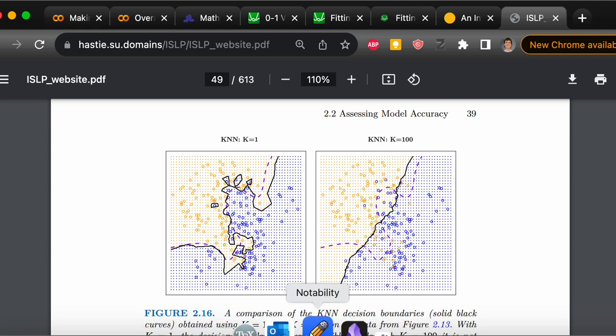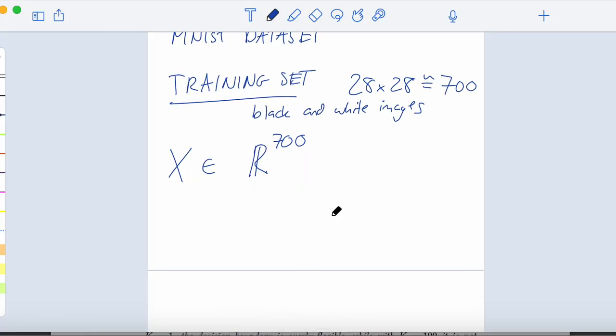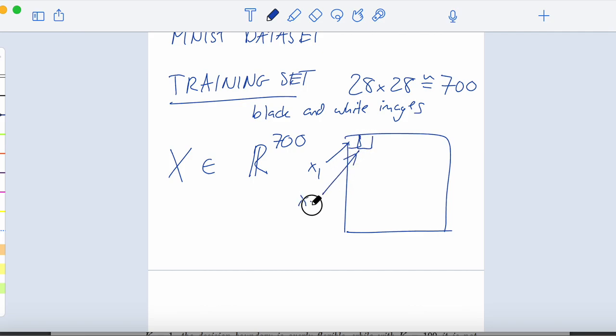So here's the image, something like this. And here x1 is what color is the top left corner? And x2 is what color is the next corner over? And x3 is what color is the next thing over? So there's 700 pixels, so 700 x values. And each one tells you how bright or dark that pixel is. Very funny data set to think about like that.